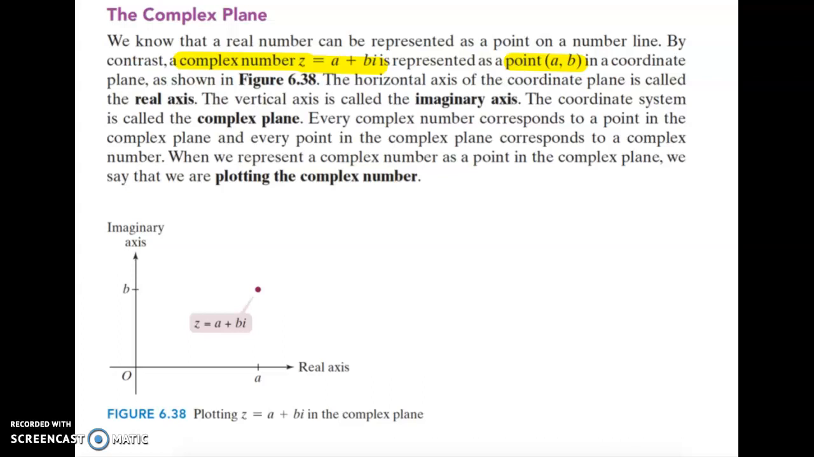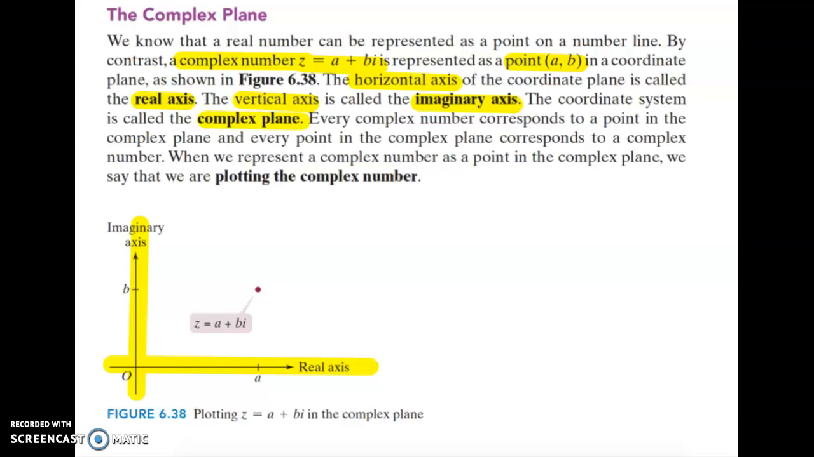The horizontal axis is called the real axis. So down below, this horizontal axis right here is your real axis. The vertical axis is the imaginary axis. So here's your vertical axis. The coordinate system is called the complex plane.